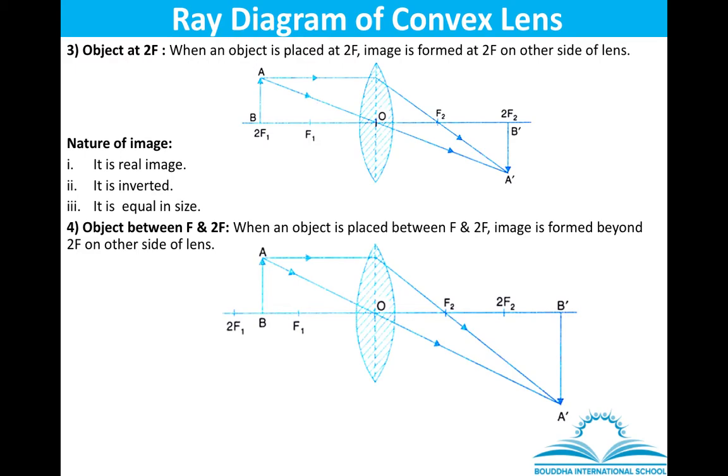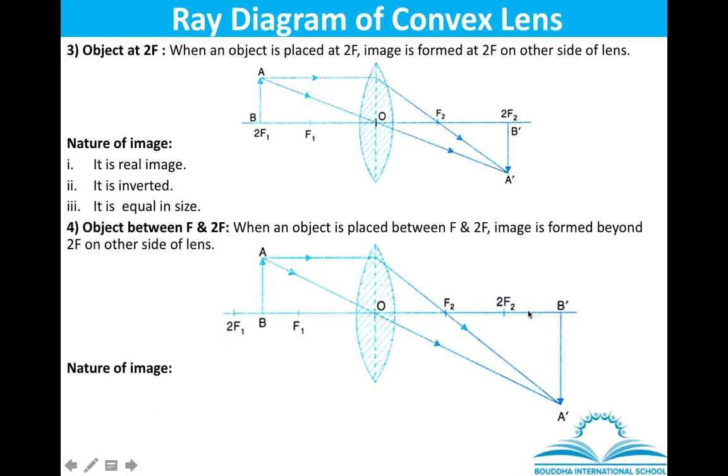The next condition is object between F and 2F. We are coming closer and closer. So what happens? Same: when one ray goes parallel, it passes through the focus. The other ray goes through the optic center, it passes without bending. So the two rays meet here. So the image is formed beyond 2F. This means when the object is between F and 2F, the image is formed beyond 2F on the other side of the lens.